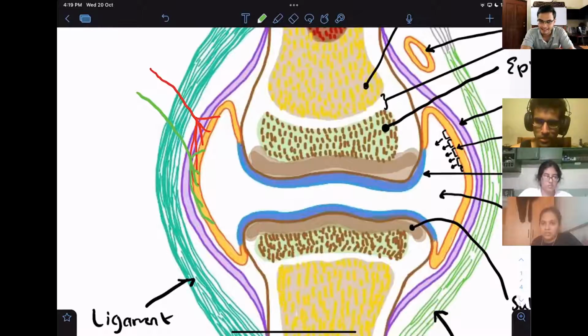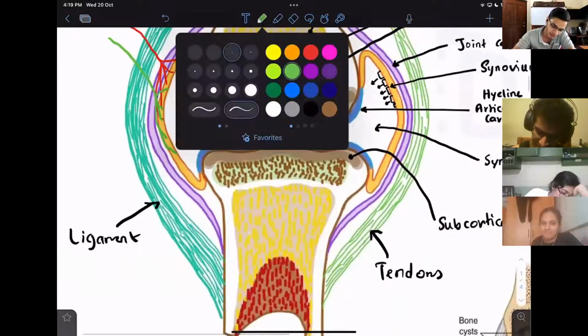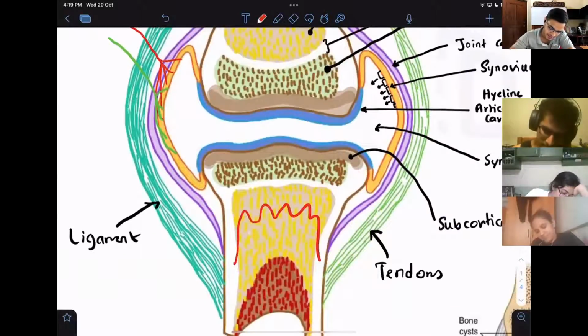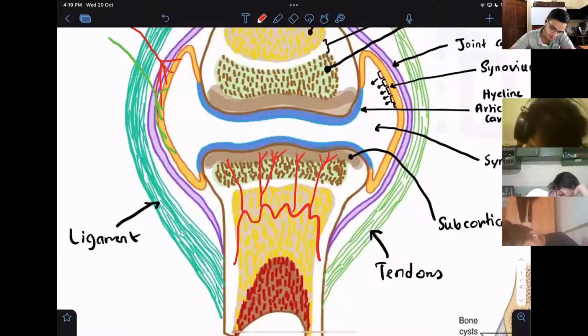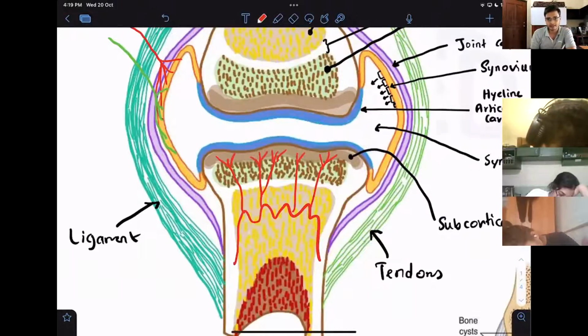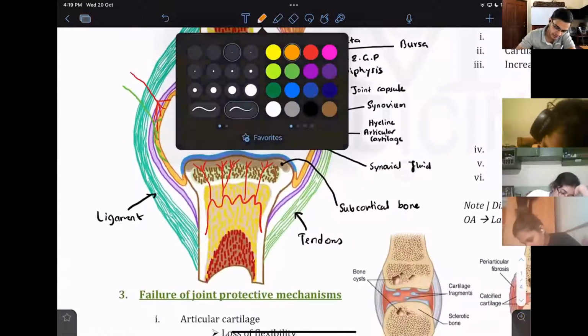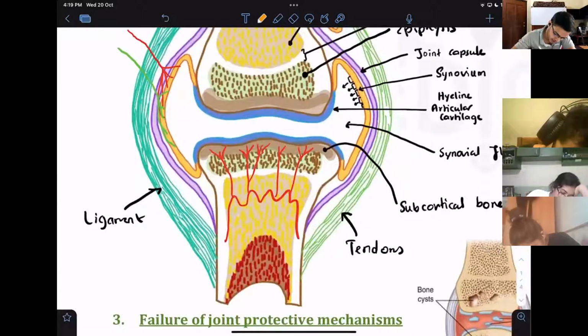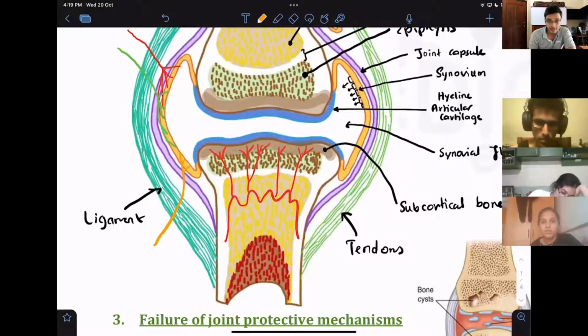Synovial fluid? Let's go the other way: from the subcortical bone, guys. You all know bones have a nice blood supply as well. So from this subcortical bone, the cartilage gets its nutrition. Then the next thing I want you to know, there are some nervous tissues attached here as well. You can take a yellow color and draw them. There are some nervous tissues to the synovium.